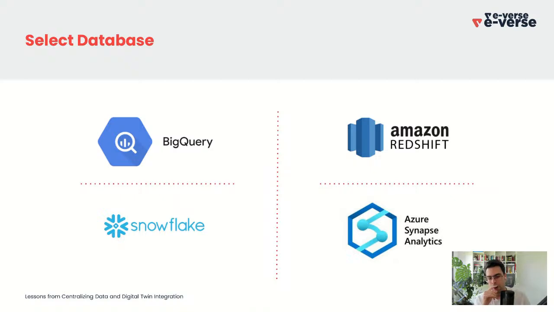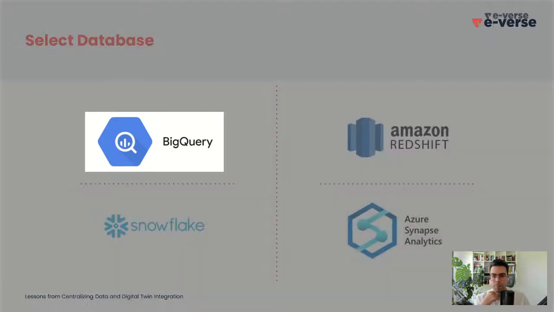We had four options. So this is Google, this is Amazon, this is Microsoft, and Snowflake. We ended up going for BigQuery because the client was already using Google as their infrastructure. So we decided on BigQuery, and it was a good idea because we ended up being really efficient. So yeah, we decided to use BigQuery.